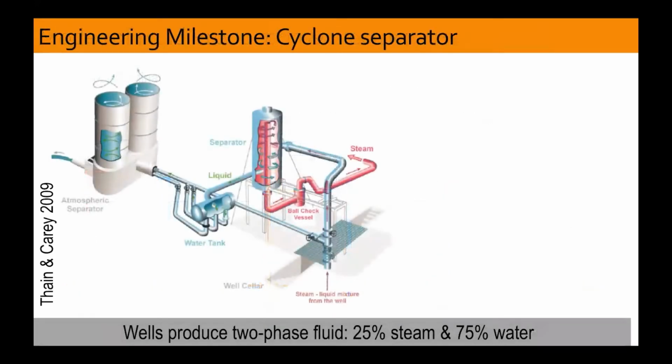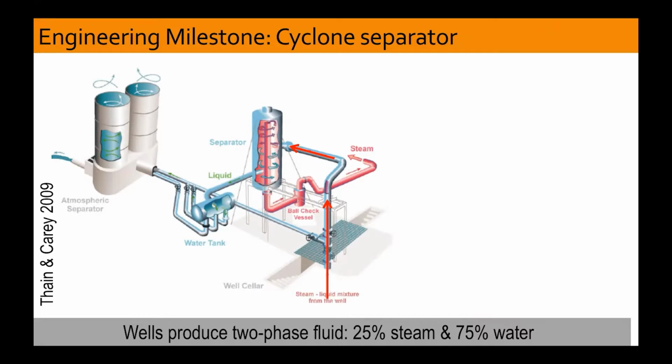Let's look more closely at the cyclone separator, which made it possible to develop liquid-dominated reservoirs. In the schematic, you can see the wellhead, and the rising red arrow indicates production of the two-phase fluid made of steam and hot water. The flow is high velocity at roughly 100 kilograms per second, the pipework redirects the flow to a horizontal direction where it enters the separator on a tangent, causing hot water and steam to spin around inside.